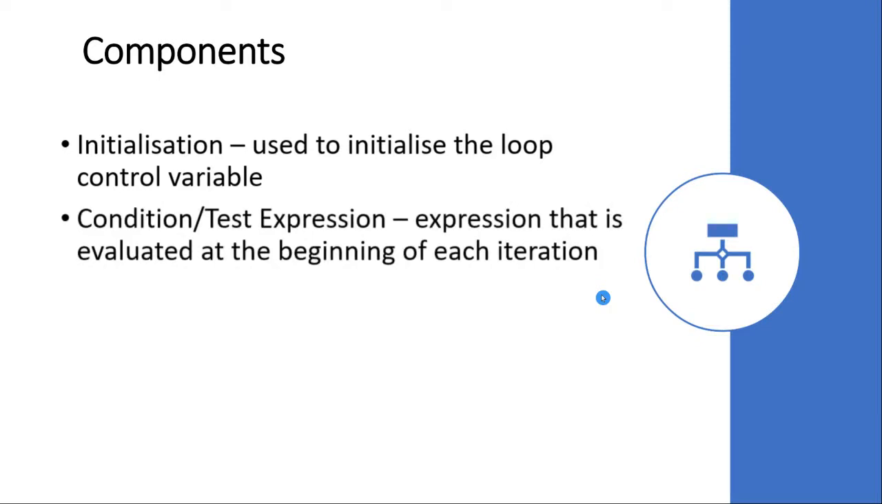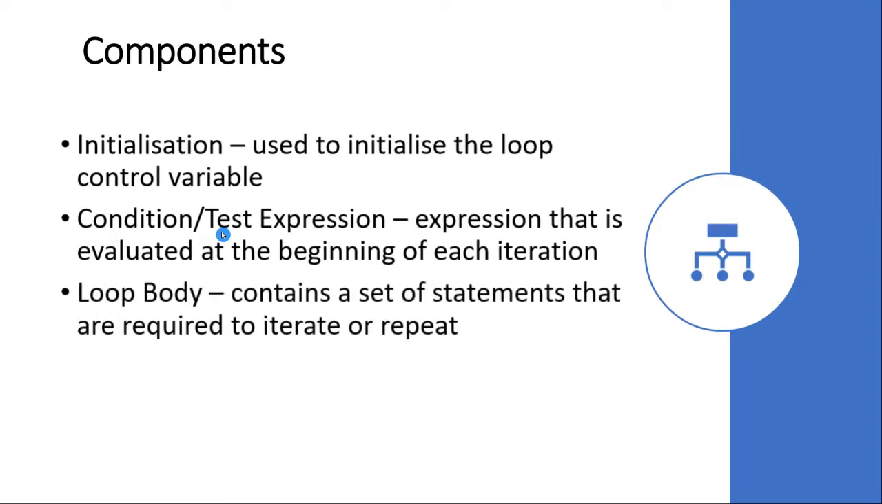The next part is the condition or test expression. Here we use an expression, the test condition where we check, like i is less than 10, or i is less than or equal to 10, or i is greater than 10. That test condition is mentioned as the condition or test expression, on which the iteration happens and on which the while loop works.